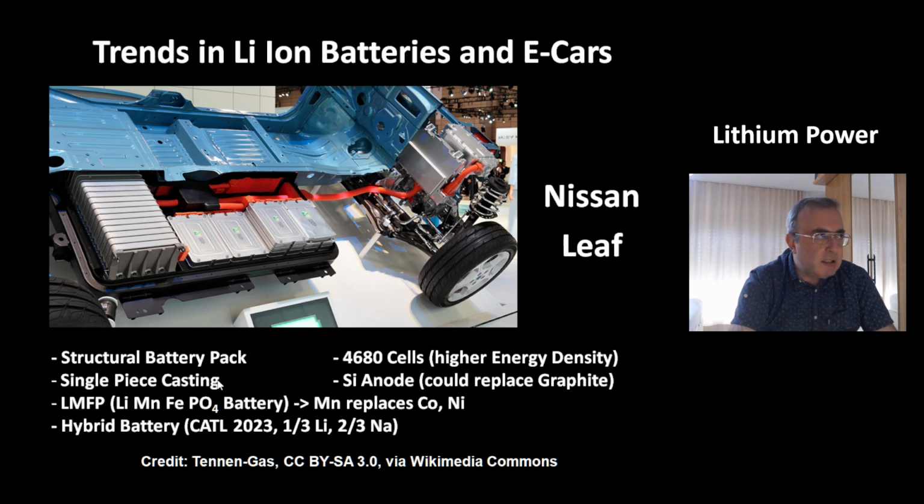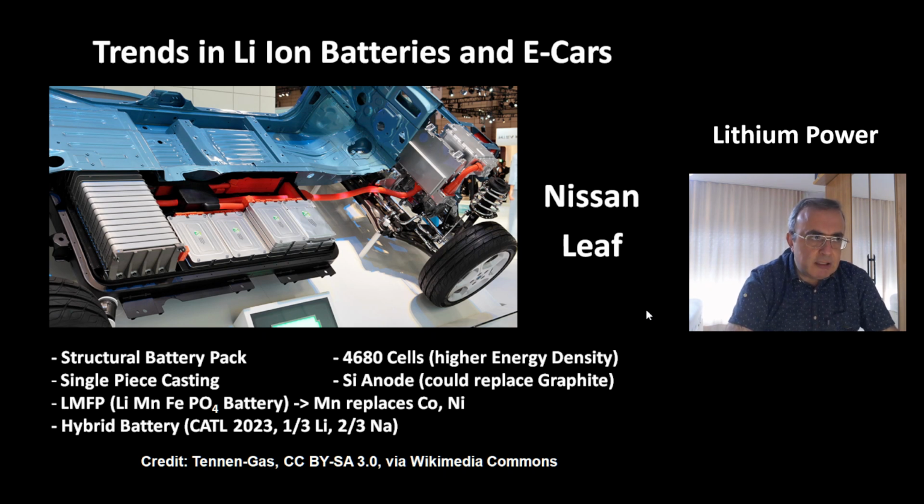And these are the current trends in lithium-ion battery and electric car technology. You have one big advantage, a structural battery pack. That's batteries that are directly integrated into the structure of the car. You have no more modules. The 4680 cell is also progress because it gives you a higher energy density. Single piece casting gives you a lighter and better quality piece.